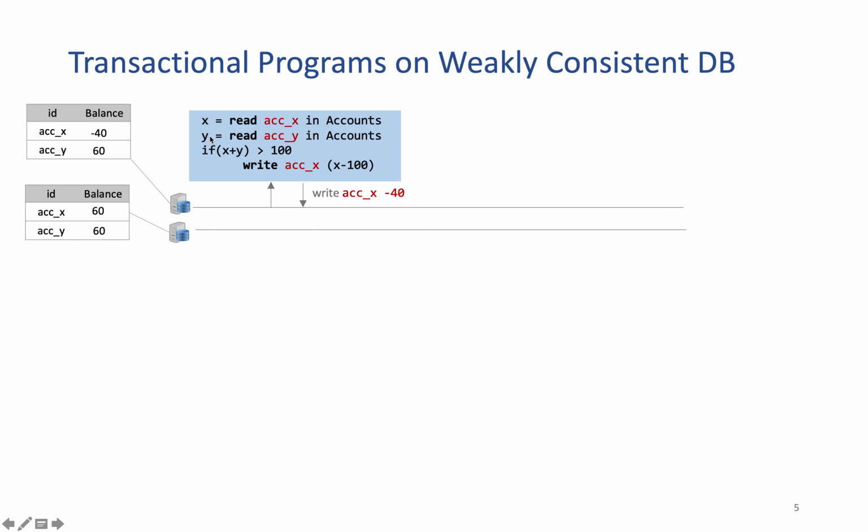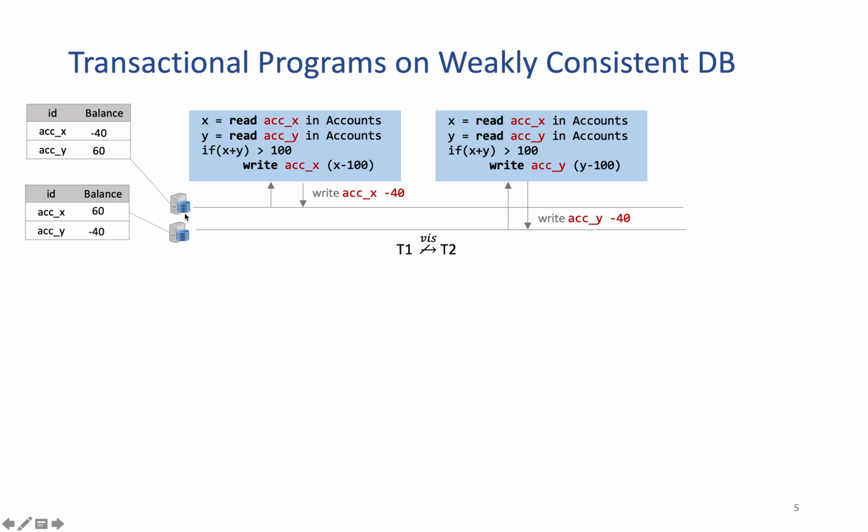Here, the same example we've seen earlier, running on a weakly consistent store. So this is T1, which wrote -440 to account X. Let's say that we're running another transaction, the transaction we've seen earlier, on another server, which is unaware of the updates of T1. In this case, since X and Y will be read both as 60s, the second transaction will write -40 to account Y. And once the servers get synchronized, the application property will not be satisfied.